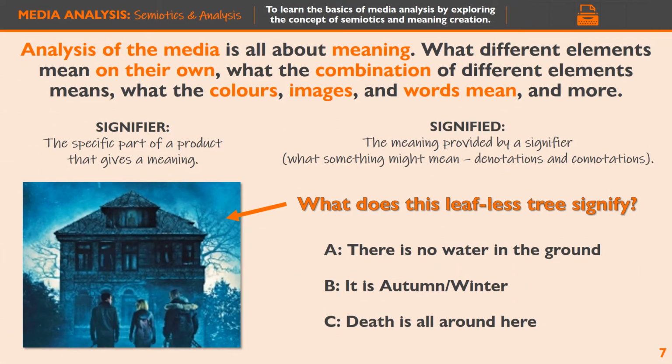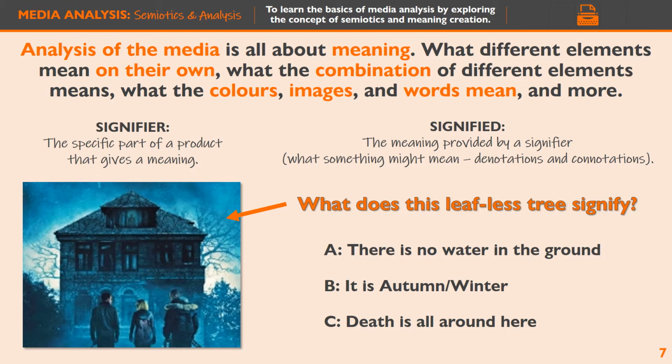So what exactly is media analysis? Well, when we say analyse the media, what we're saying is try and find what things mean. We look at what different elements on their own can mean, but also it's a combination of different elements. So for example, you could talk about the colour, you could talk about the imagery or the words, but really we want to talk about how all of these things work together to create meaning.